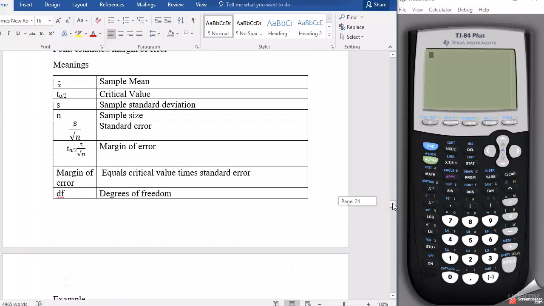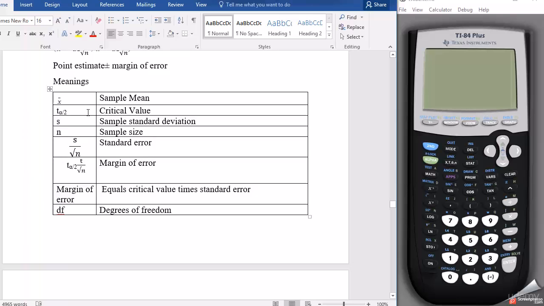The table below shows you the definitions of some of the terms we're going to use. x bar is the sample mean, t alpha over 2 is the critical value, s is the sample standard deviation, n is the sample size, and so on. In this case, we're going to use degrees of freedom.